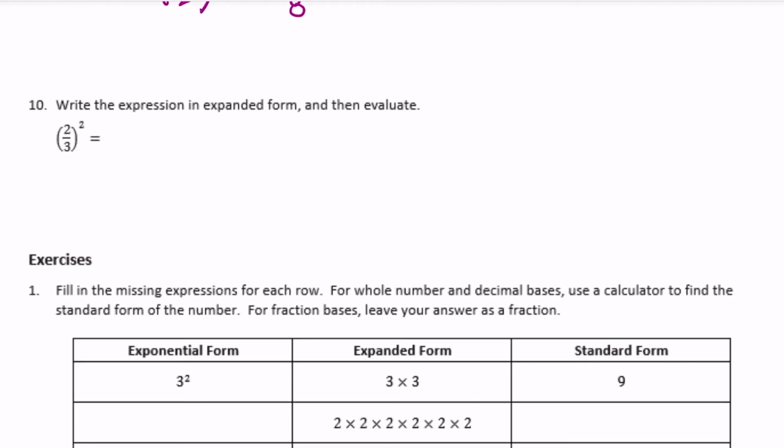Number 10, write the expression in expanded form, then evaluate 2 thirds to the second power. So that's just multiplying 2 thirds times 2 thirds. 2 times 2 is 4, 3 times 3 is 9. So it's equal to 4 ninths.